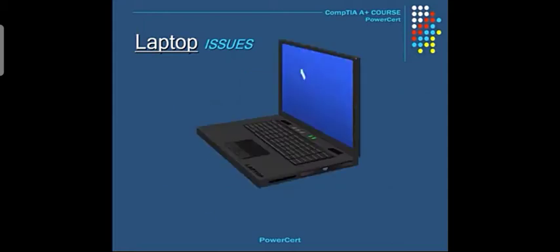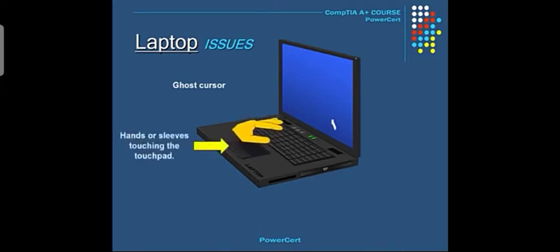Another issue on laptops is sometimes people complain as they're typing on the keyboard that the mouse cursor will move all by itself. And this is known as ghost cursor. The main reason that this happens, especially in my own personal experience dealing with customers, is that when a person types on a laptop keyboard, a lot of times they don't realize that the palms of their hand, or maybe the sleeve on their shirt, is touching the touchpad, which will move the cursor. And so the best way to solve this issue is to go to the software touchpad settings on the computer and disable the tap feature.